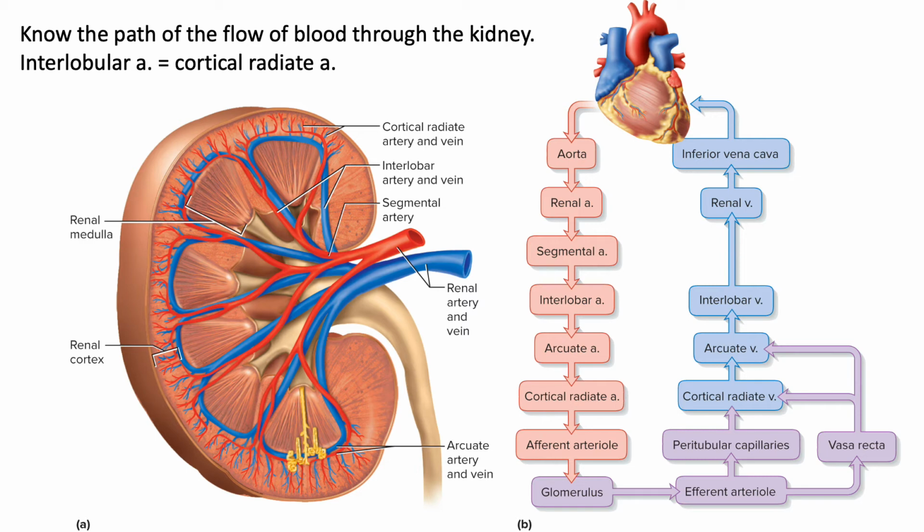Again, into the afferent arteriole, the glomerulus, out through the efferent arteriole, and into either the vasa recta or peritubular capillaries, back into the cortical radiate / interlobular vein, or arcuate vein, into the interlobar vein. Again, there is no segmental vein, and back out through the renal vein into the inferior vena cava. So again, just be able to fill in the blanks if I were to give you a diagram like this of flow of blood through the kidney.